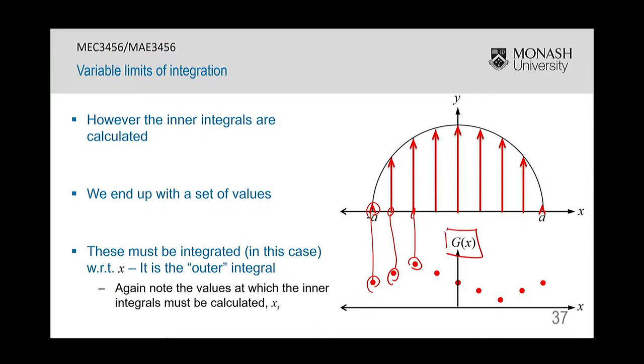Note the values at which the inner integral must be calculated are the xi, and we choose those xi depending on what kind of technique we want to use to integrate in the x direction. So if it was Gaussian quadrature, the x values would have to be Gaussian quadrature points. If it was Simpson's rule, they would have to be evenly spaced and there would have to be an even number of segments.